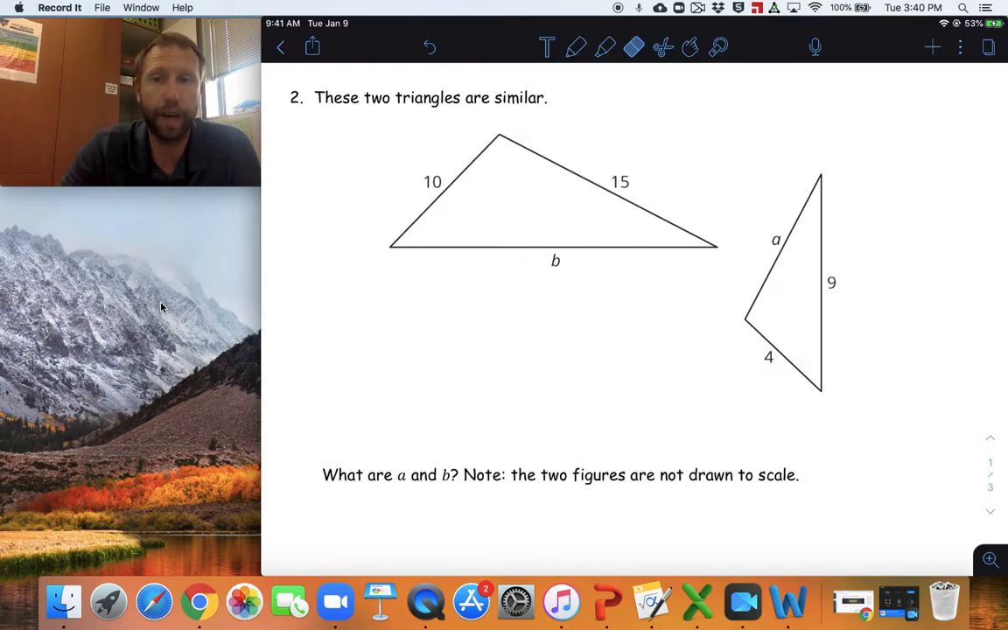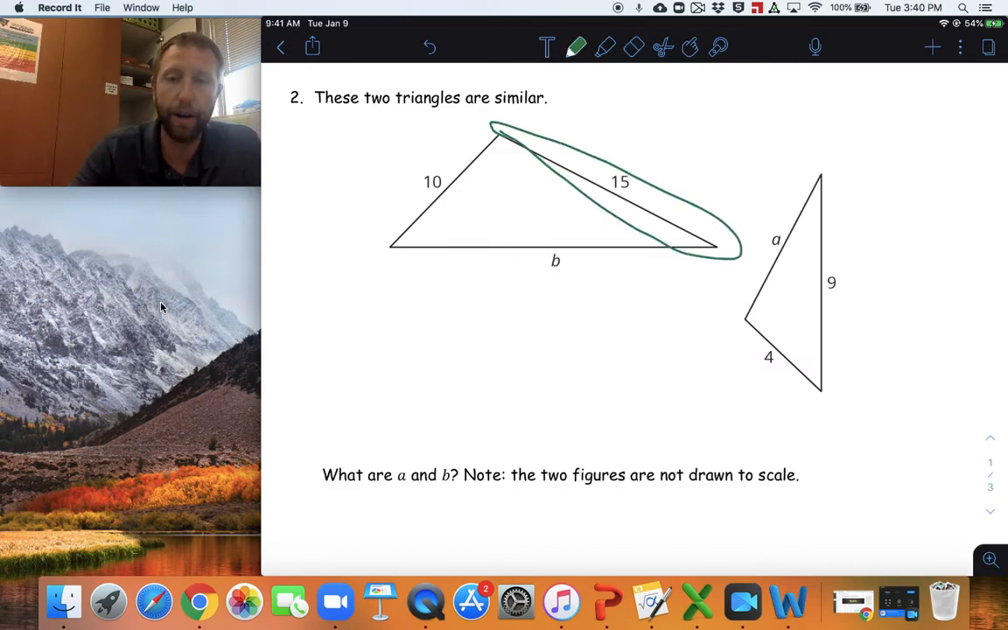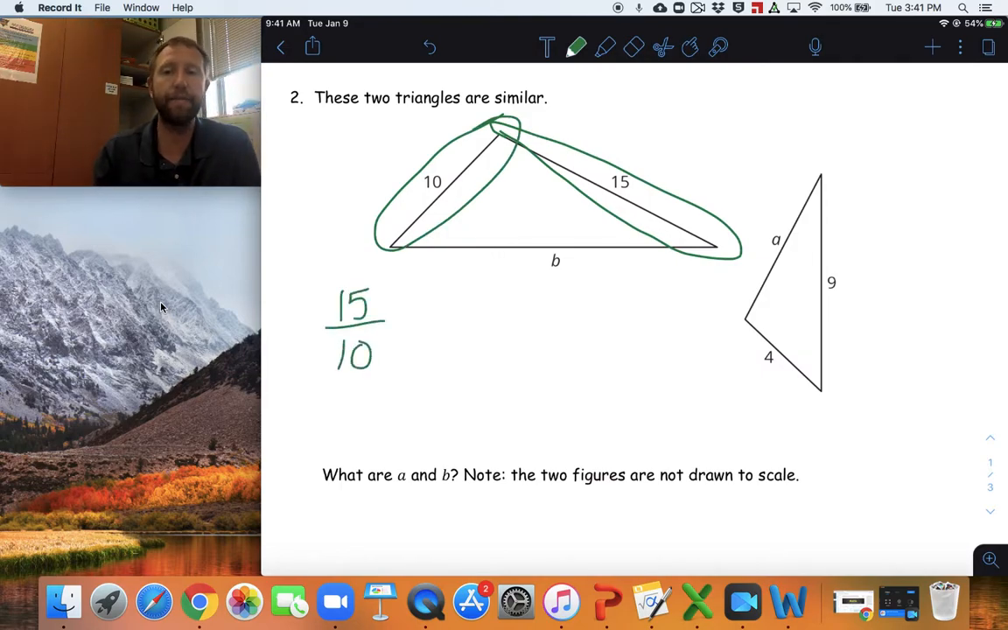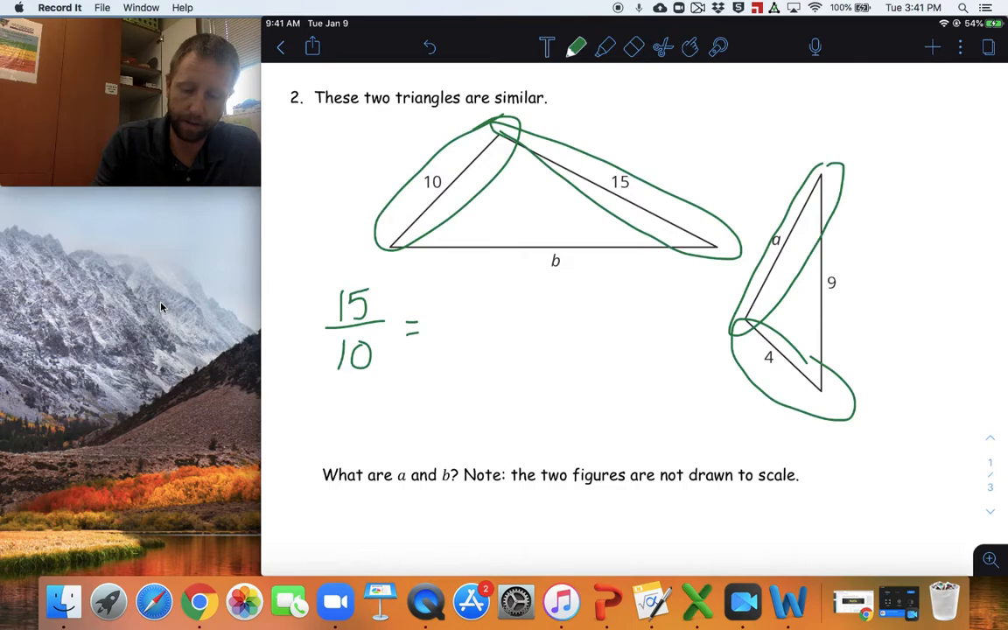And I'm going to use just what I had said before. Okay, I know I can divide the longer, or actually this would be the medium side. I know I can divide the medium side of this bigger triangle by the short side of this triangle. So 15 divided by 10. And that's going to give me the same quotient as the medium side of this triangle divided by the short side of this triangle. So in other words, that's going to equal A divided by 4.